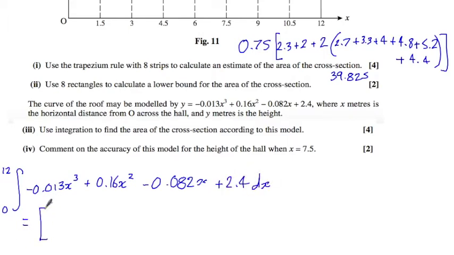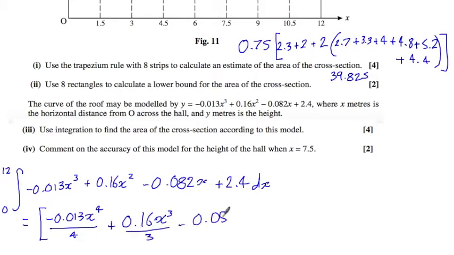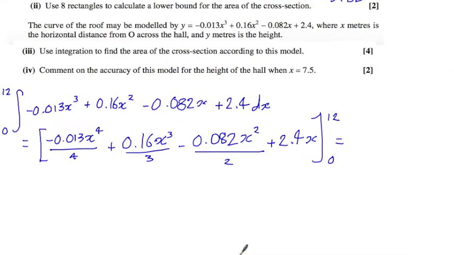So I'm not even going to bother simplifying any of this because it's going to be a bit of a nightmare. So in minus 0.013x to the 4 over 4 plus 0.16x cubed over 3 minus 0.082x squared over 2 plus 2.4x, and that's between 12 and 0. Now you can see all of these terms are being times by some x to the 4, x cubed or whatever. So we know when we sub in 0 we're going to get nothing. So really all we need to do is substitute in 12 and then just write a big minus 0 on the end to show we know what we're doing.